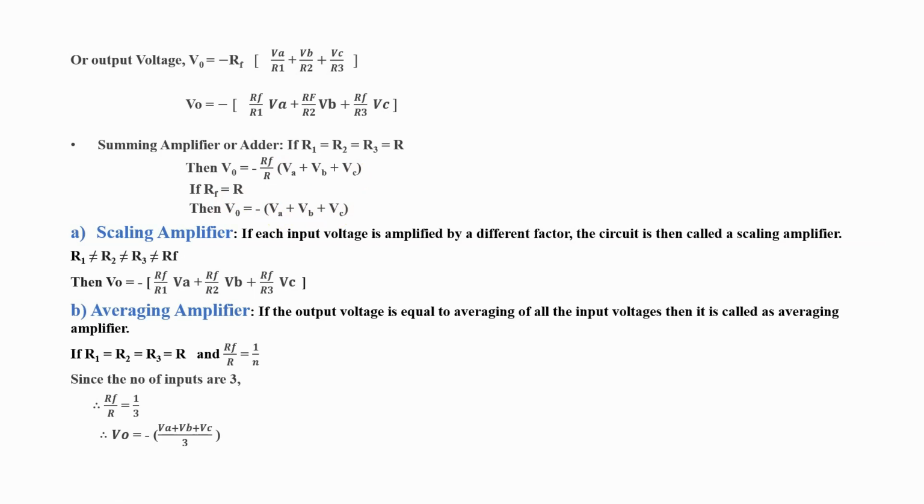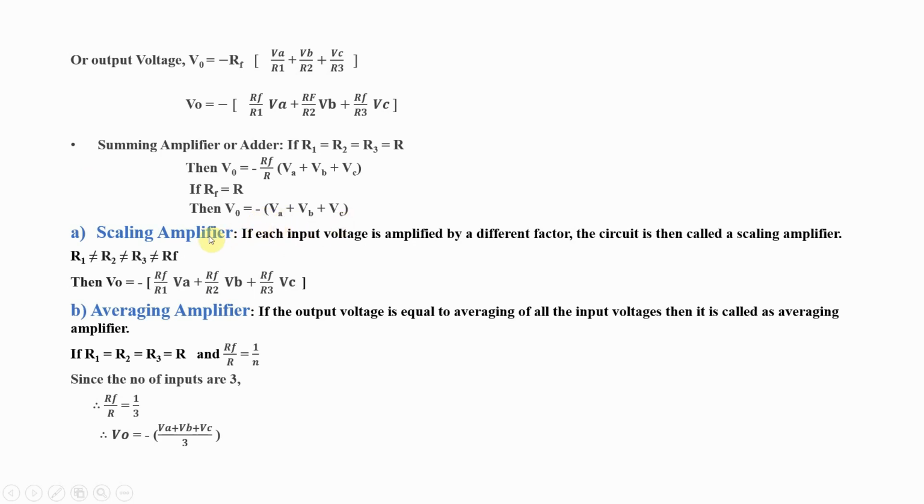This equation shows that the output is directly proportional to the addition of the input signals, that is VA, VB and VC. This minus sign indicates that the output gets inverted. Therefore, there is a minus sign, because the input signal is applied to the inverting terminal of the op-amp.